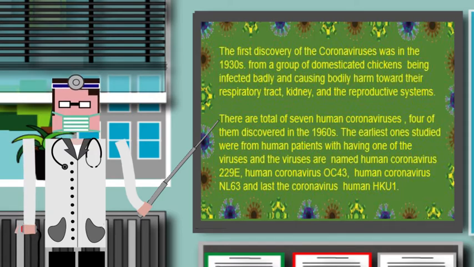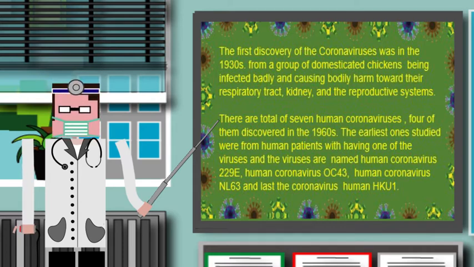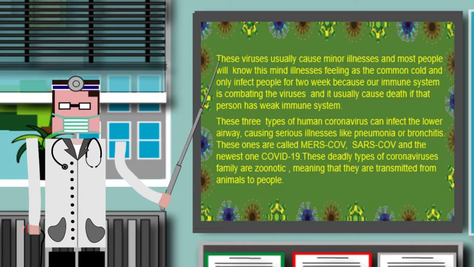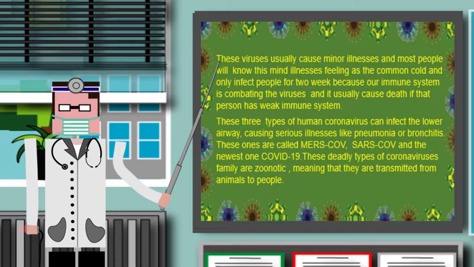The earliest ones studied were from human patients having one of the viruses, and the viruses are named human coronavirus 229E, human coronavirus OC43, human coronavirus NL63 and lastly human coronavirus HKU1. These viruses usually cause minor illnesses, and most people will know this mild illness as the common cold. They only infect people for 2 weeks because our immune system is combating the viruses, and it usually causes death only if that person has a weak immune system.